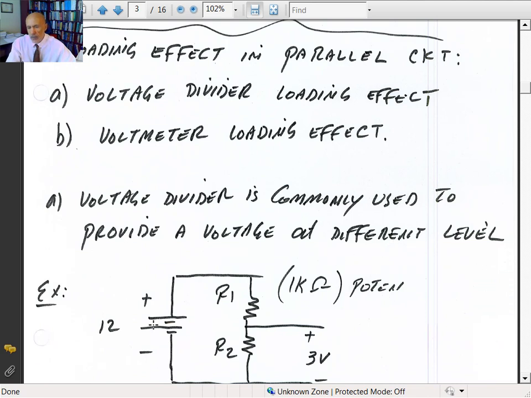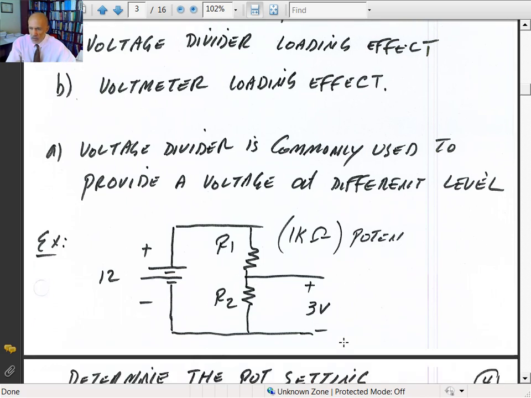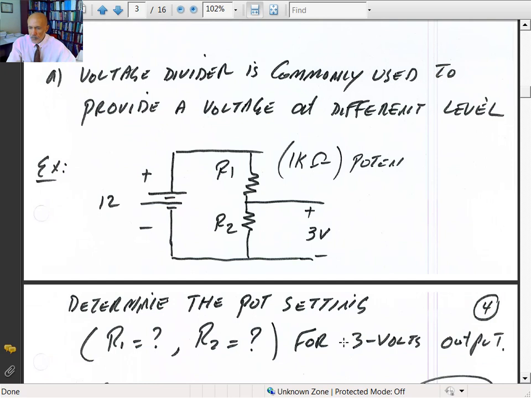If I look at a 12-volt source, and let's say you need 3 volts on the output, then you can always use a potentiometer, let's say a 1 k ohm potentiometer, and you can set it up as terminal A, B, and C is the adjustable one. So you can determine what the pot setting is to give you 3 volts. So we're interested in what the resistances R1 and R2 are such that you have 3 volts in output.